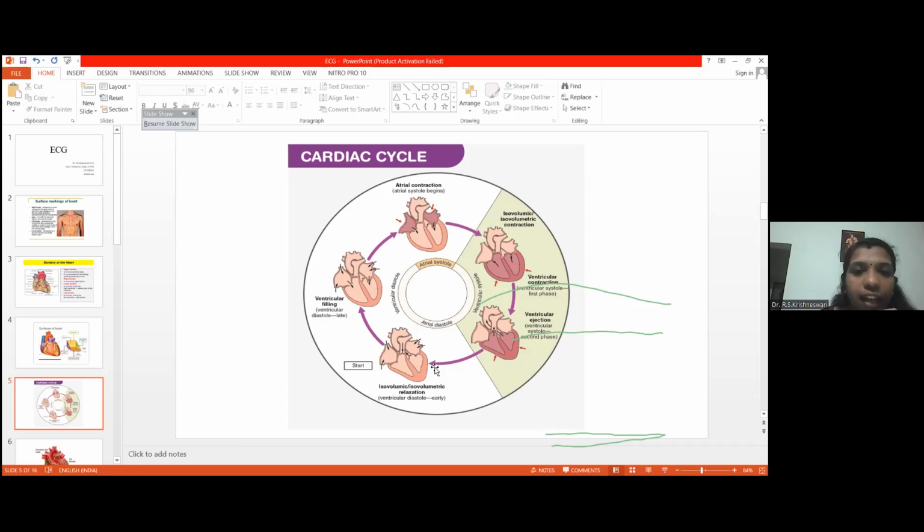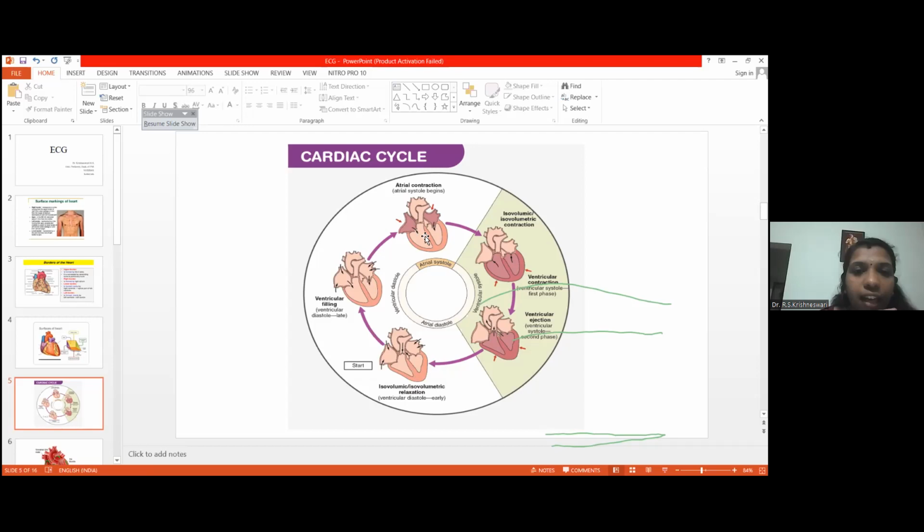And the most important cyclical events, the first one is atrial contraction. So there are two atria and two ventricles in the heart, and the right atrium and the right ventricle are separated by the tricuspid valve. The left atrium and left ventricle are separated by the mitral valve. The mitral valve is a bicuspid valve, and all other valves of the heart are tricuspid except the mitral valve.